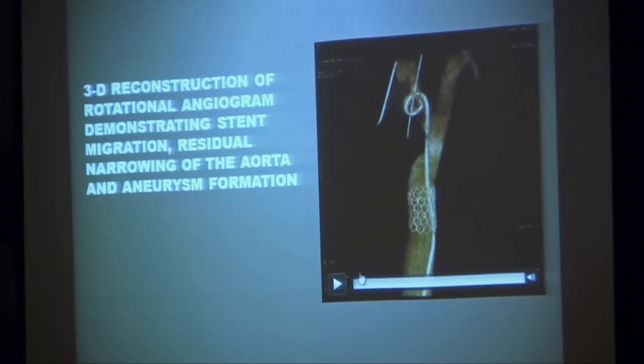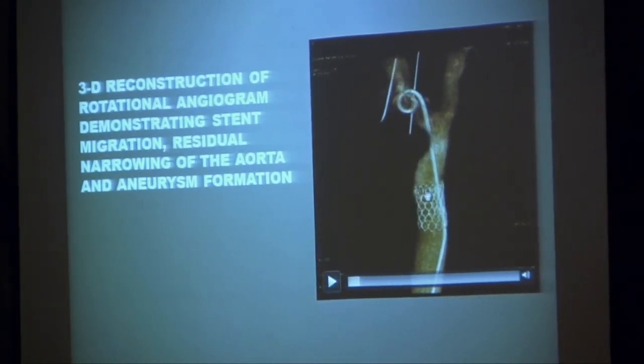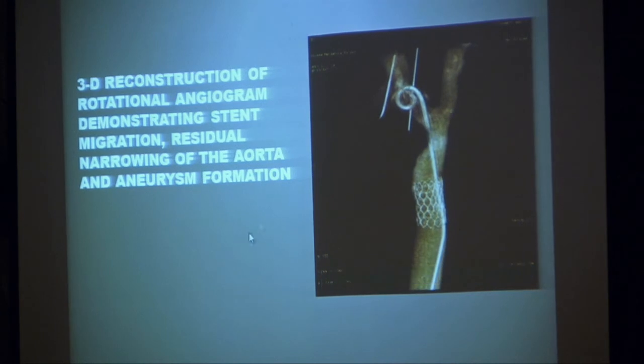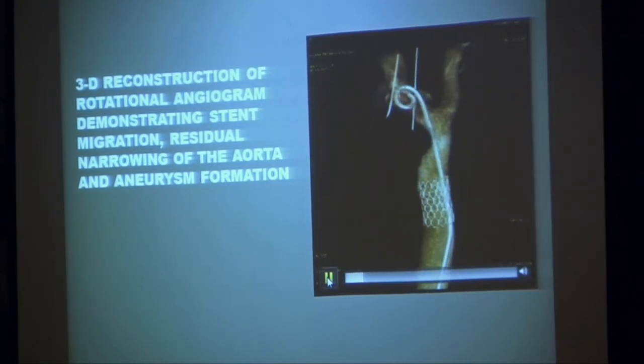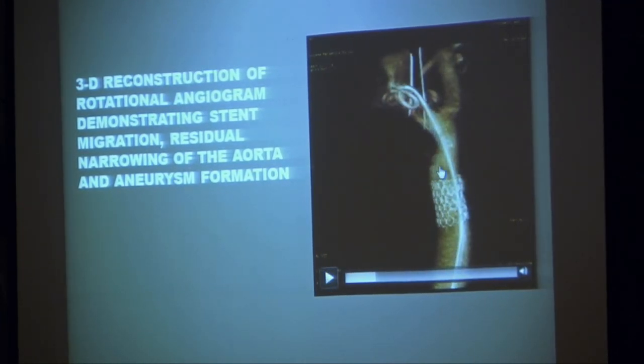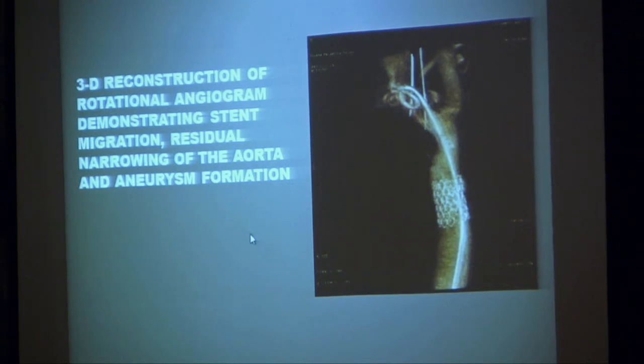I prefer to do it myself to get the cleanest image. But what you note here is that there's stenosis all the way up here, but the stent is down here. So this stent has actually embolized. And more than that, there's actually an aneurysm here of the aorta. You can see it right there, and it extends right outside the borders of the stent.